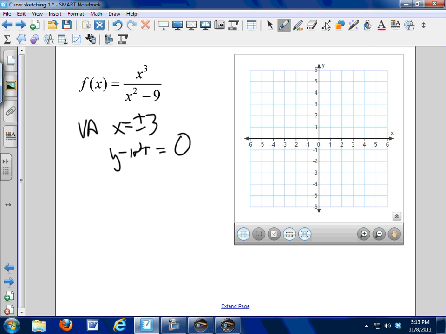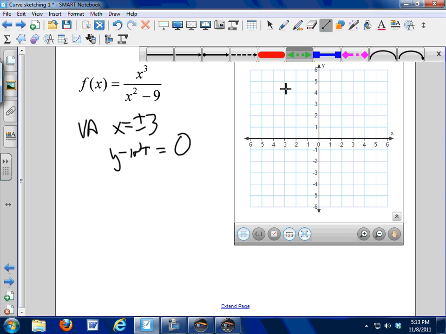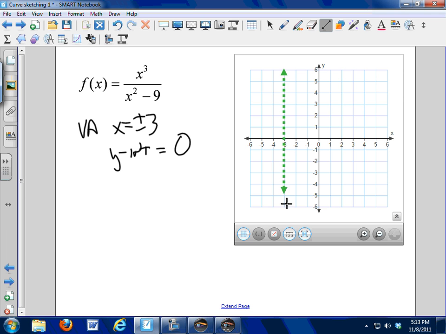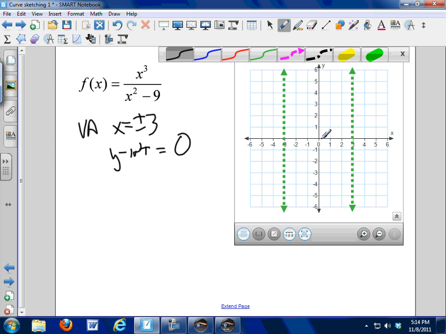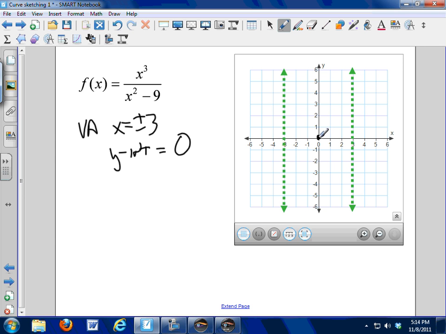Okay? So let's pop in what we know. We know that we've got a vertical asymptote right there. We've got another vertical asymptote right there, dotted line. Okay? Close enough. We know that my y-intercept is 0, so we're going to pass through that point as well. Okay? That much we know.